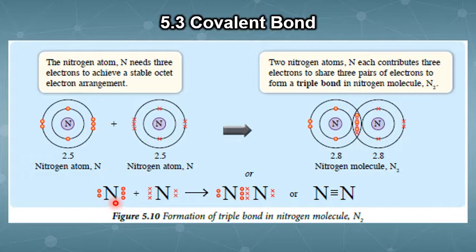N is 5. The 5 circles here are valence electrons, plus the other 5. And when they share, you can see they contribute 3 each. So the circle 3 here and the cross here also 3. They contribute 3 electrons to share 3 pairs of electrons. So this is considered one pair: 1, 2, 3. So 3 pairs mean a triple bond. Or you can write like this: 1, 2, 3, 3 lines, because one line represents one pair of electrons shared.